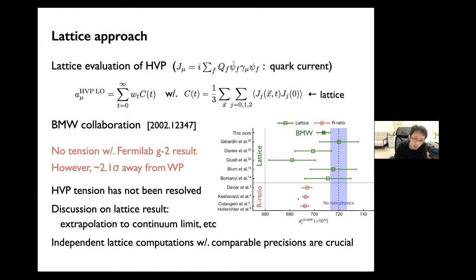As for the lattice part, the paper has already been published and accepted in the journal, but there are still many discussions about this BMW result, because the lattice calculation is completely non-trivial. For example, the extrapolation to the continuum limit, the scale determination, and so on are completely non-trivial. So there are still discussions, and we have to wait for independent lattice computations with comparable precision. So it's not conclusive yet.